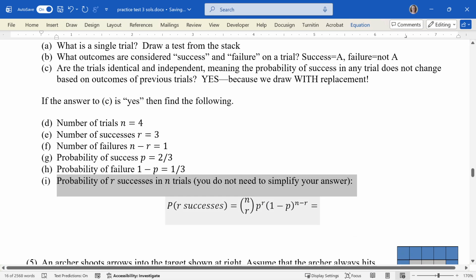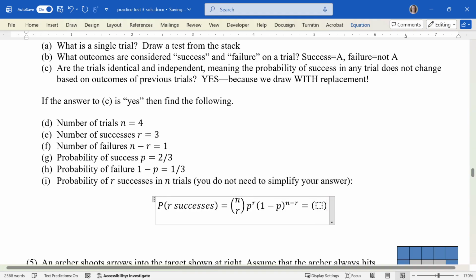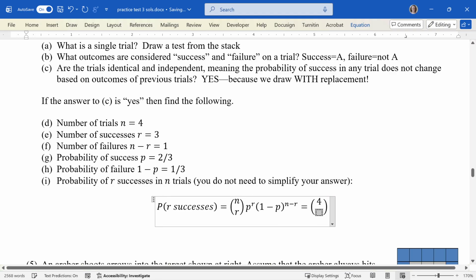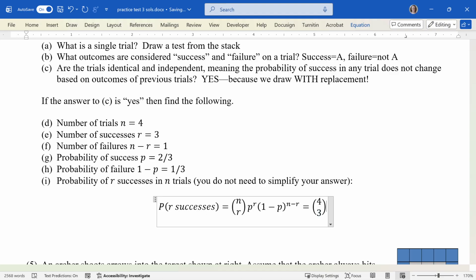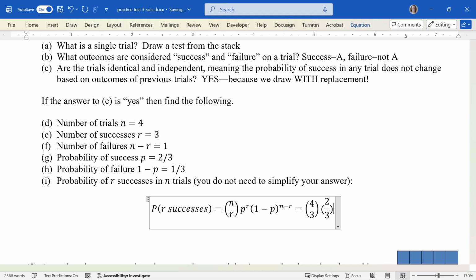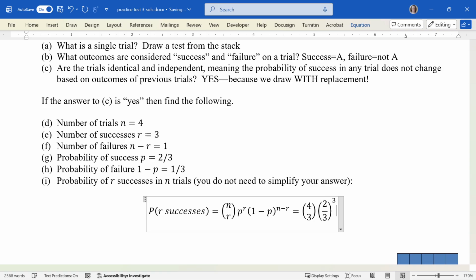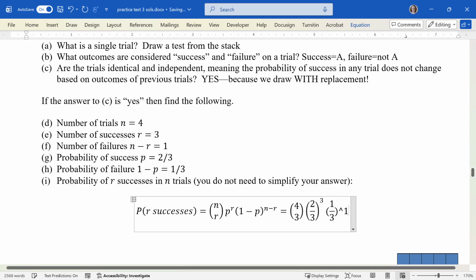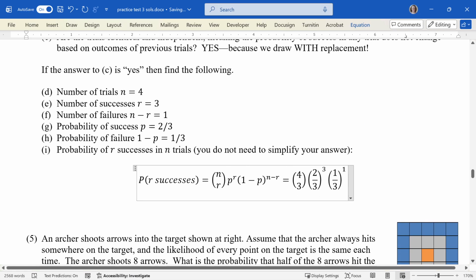And now I'm ready to chuck everything into the formula. So number of trials, choose number of successes, times probability of success raised to the number of successes, times probability of failure raised to the number of failures. And that is it. Make sure you don't put a line between these two numbers. This is not a fraction. This is a very simple notation for a very complex formula that involves factorials.